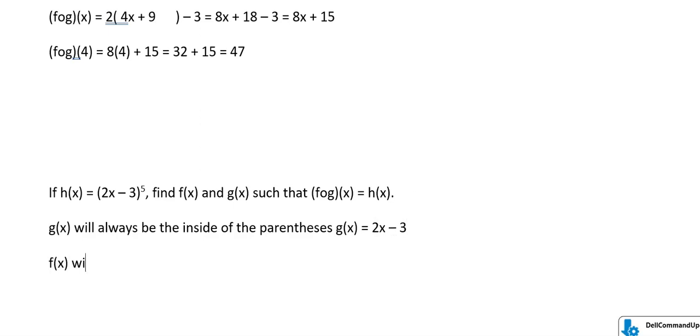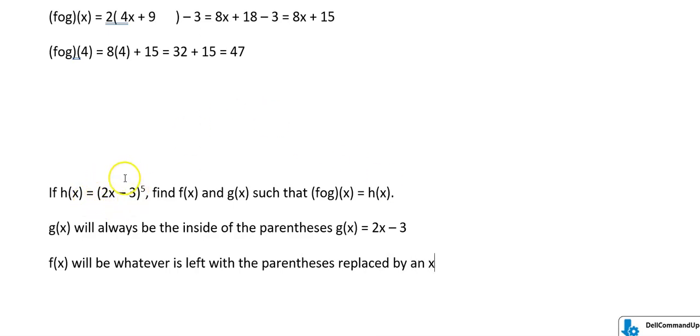And then f of x will be whatever is left with the parentheses replaced by an x. Okay, so if I replace these parentheses right here by an x, I'll actually have x to the 5th power. So that means that f of x is x to the 5th power. All right, and that's it. We're done. We have found the two original functions that, when composed together, lead to h of x.